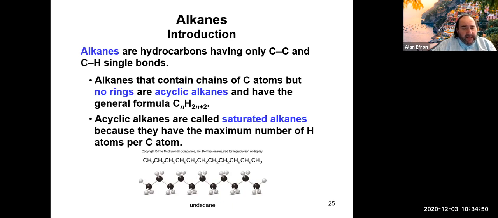Acyclic alkanes are called saturated alkanes. Again, as I mentioned before, a saturated alkane or saturated hydrocarbon basically means you have all carbon-carbon single bonds, and everybody has the maximum number of hydrogens present.